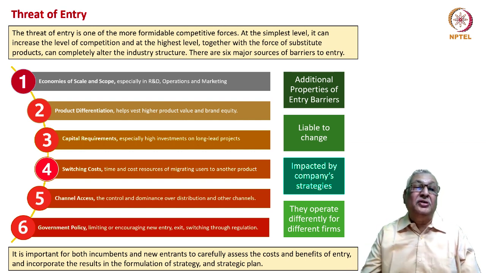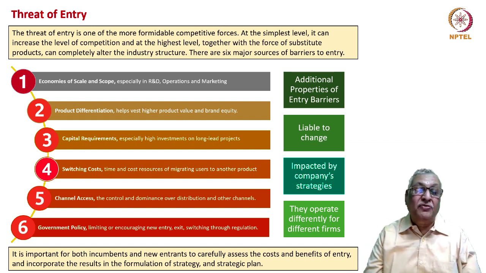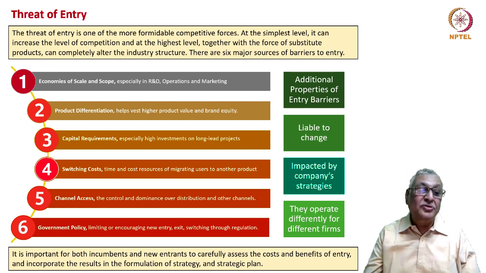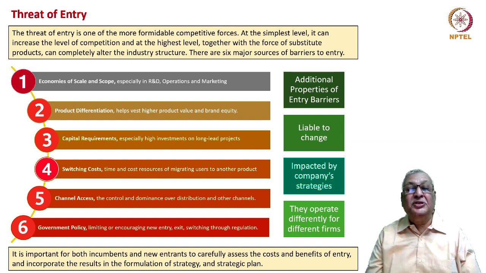Whenever somebody wants to enter an industry, it is not always a cakewalk. The new entrant has to face certain barriers, and every incumbent in an industry tries to erect those barriers. What are those 6 barriers? 1. Economies of scale and scope, especially in R&D, operations and marketing.